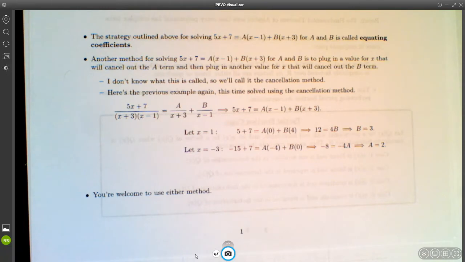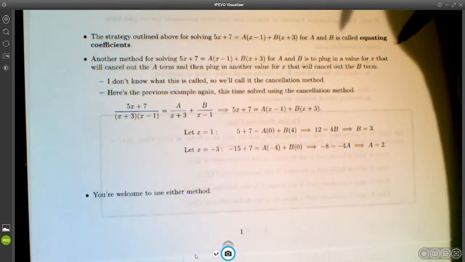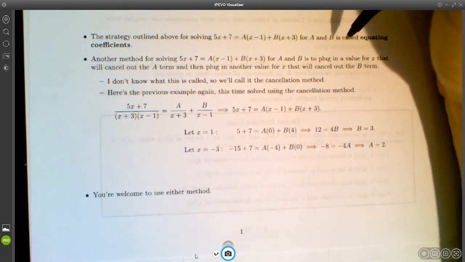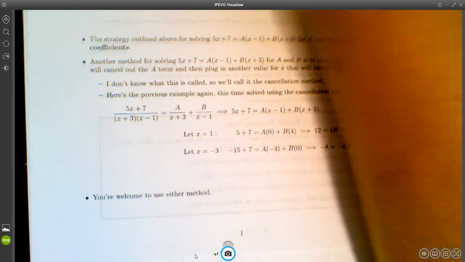You're welcome to use either method. I think the easiest thing to do is to use some kind of combination of these two methods. Probably the cancellation method is easier when you're able to cancel everything off, but you're not always able to do that, and so you're going to end up having to solve some systems occasionally when you're doing partial fraction decomposition.